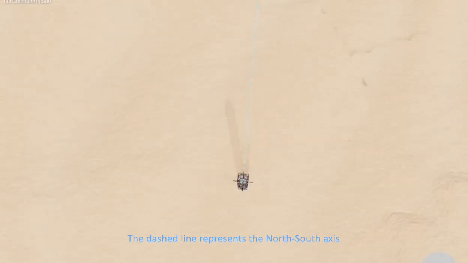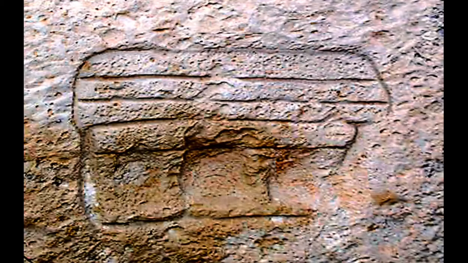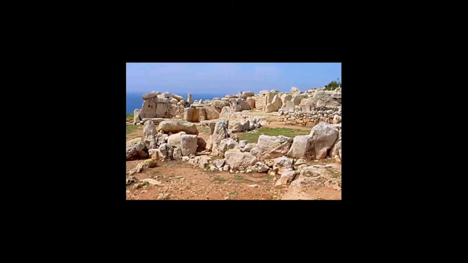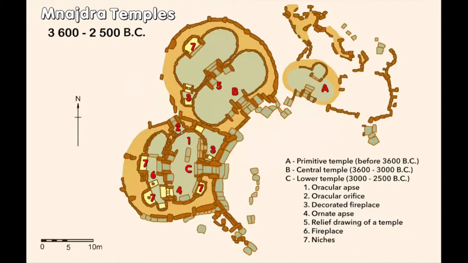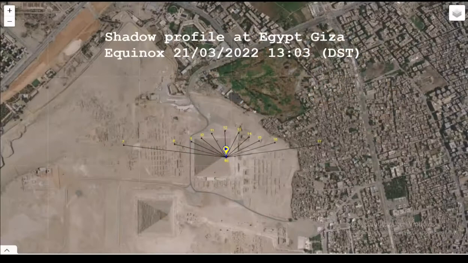So let us start with the oldest monument that was mentioned earlier in this video. The Mnajdra Solar Temple at Malta. From the images of the schematics of the temples that are available at Wikipedia, you can easily understand that the Mnajdra Solar Temple was aligned with the east-west axis. For some people this east-west alignment might mean something. Also it is proper at this point to remind that several other monuments all over the world are aligned with the north-south axis. Now let's move to Egypt, Giza.